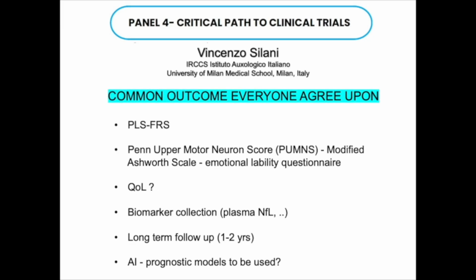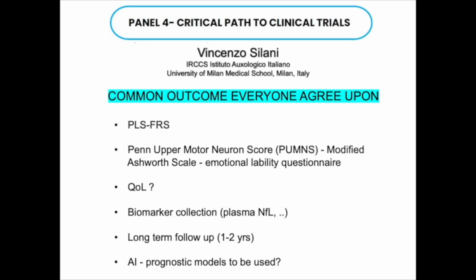What about common outcome? Well, we have a functional scale, obviously the PLS Functional Rating Scale, and this is very important, but this is a motor scale, never forget about that. Obviously we have to add some other subscales that we can use, and eventually we have to add a quality of life scale, and obviously we need to complement all this information with biomarker collection, neurofilament.